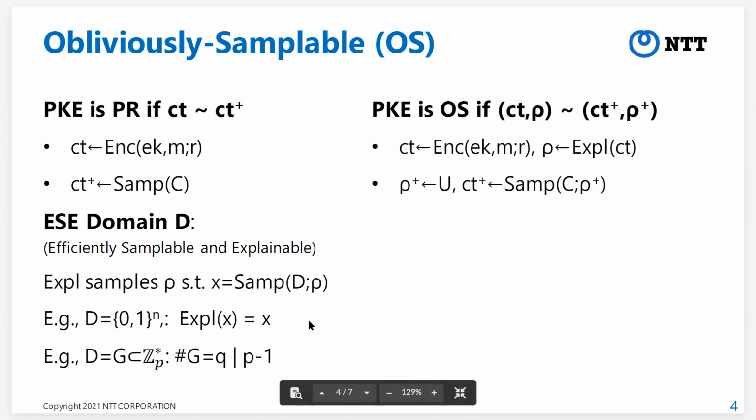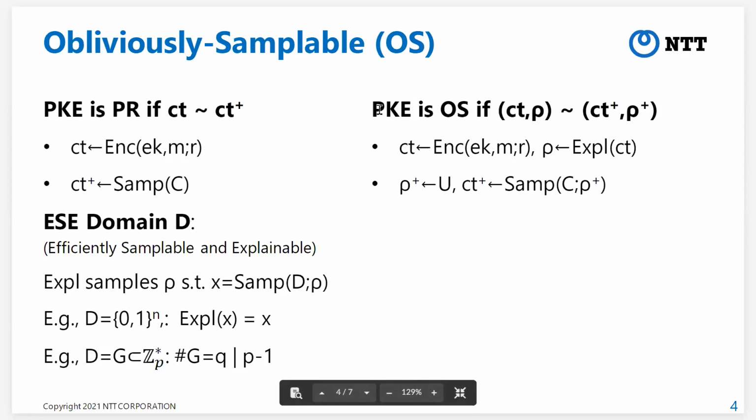For example, if this domain D is the set of bit strings, then we have an obvious Explain algorithm. The Explain algorithm takes x and just outputs x. And in addition, we have another Explain algorithm. For example, G is, sorry, the generator of a prime-order subgroup of Z_p star.